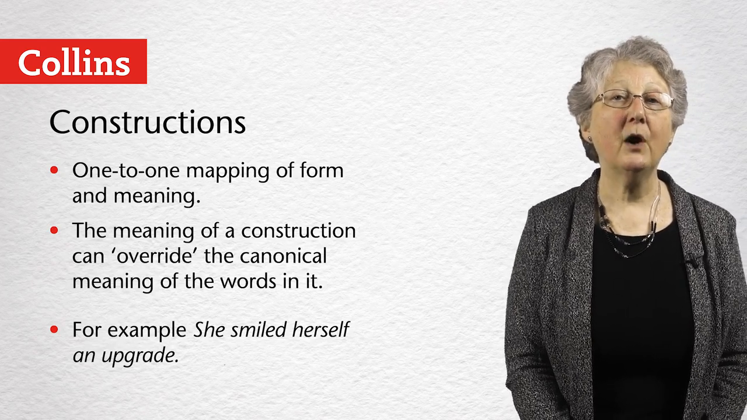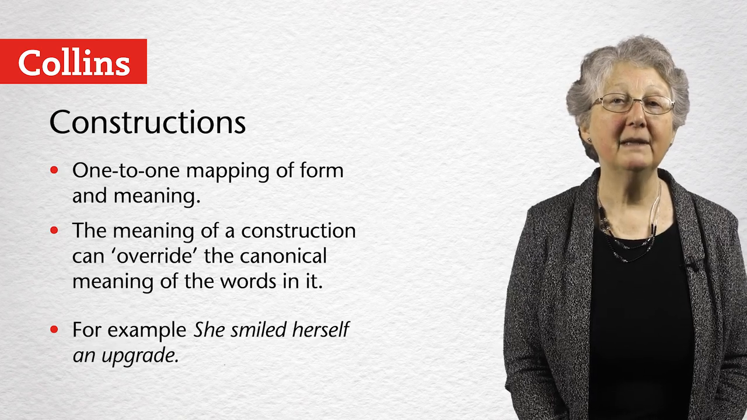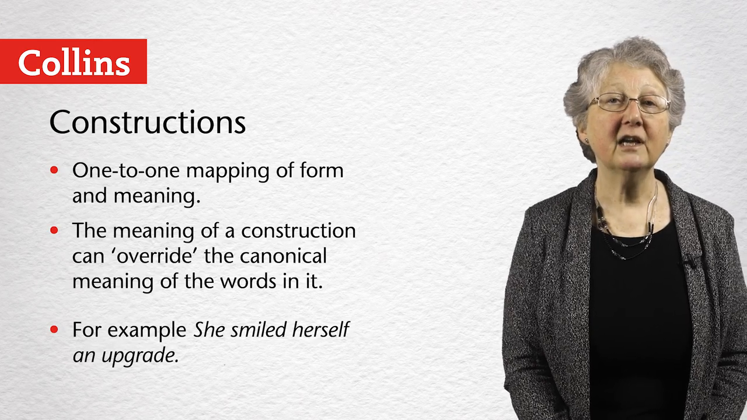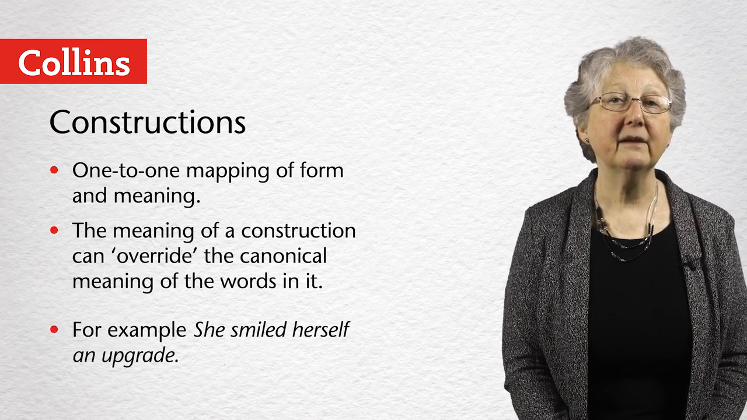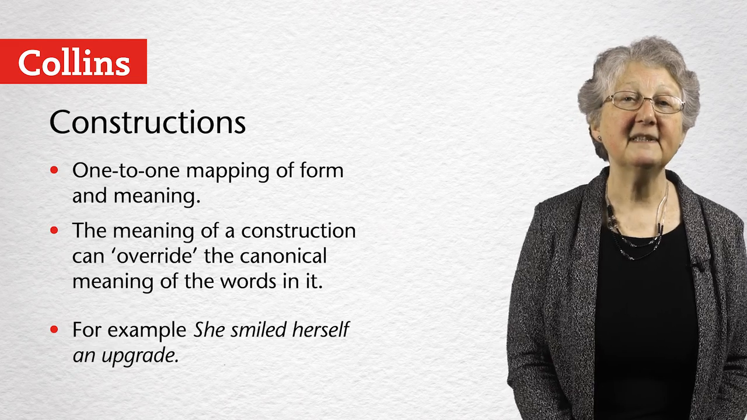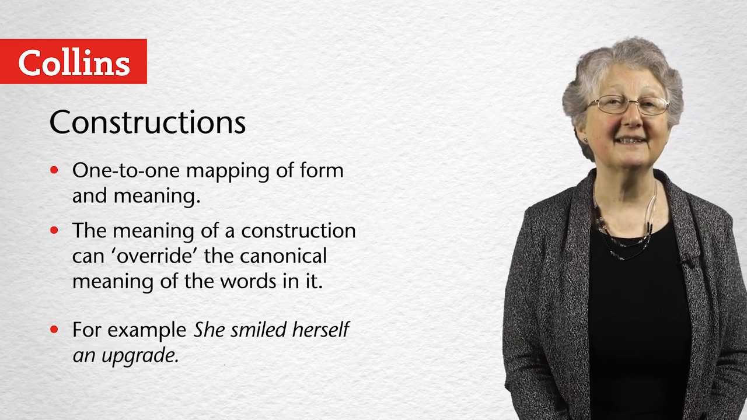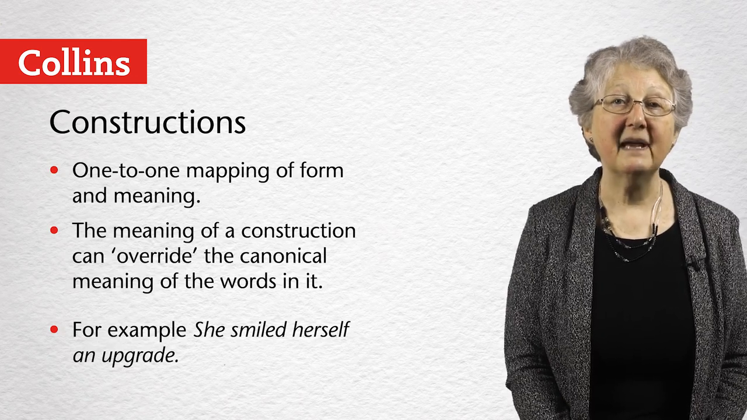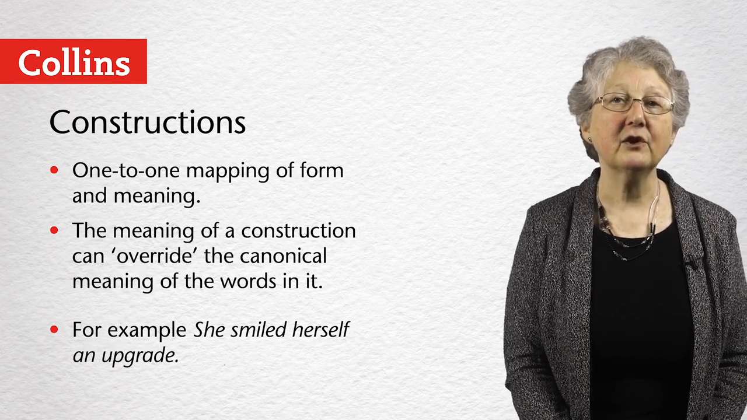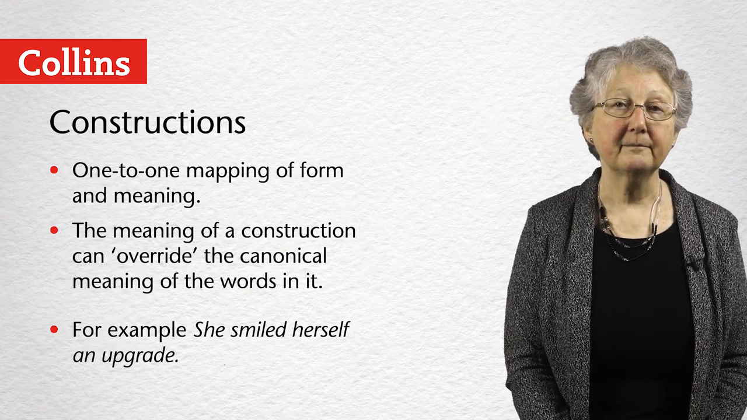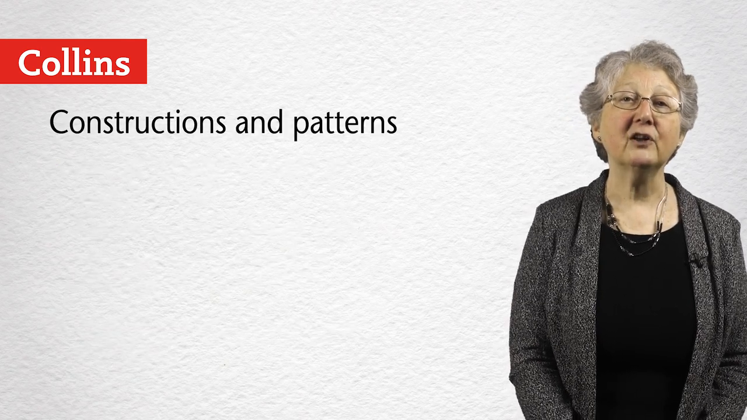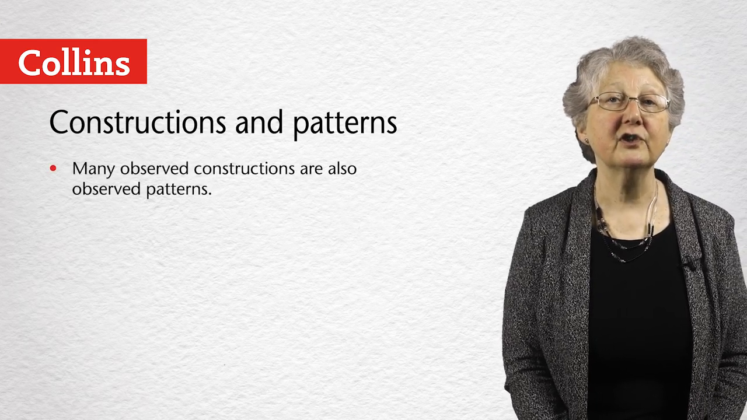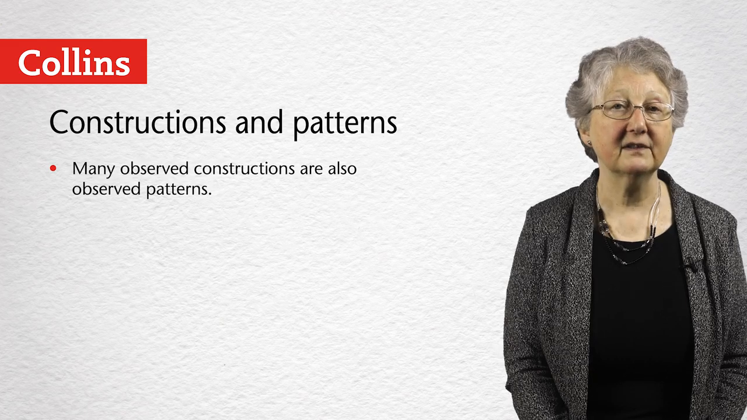They are said to be a one-to-one mapping of form and meaning. And it's noted that the meaning of a construction can override the canonical meaning of the words in it. A famous example is "she smiled herself an upgrade," where smile doesn't usually mean make something happen, but in this construction it does.